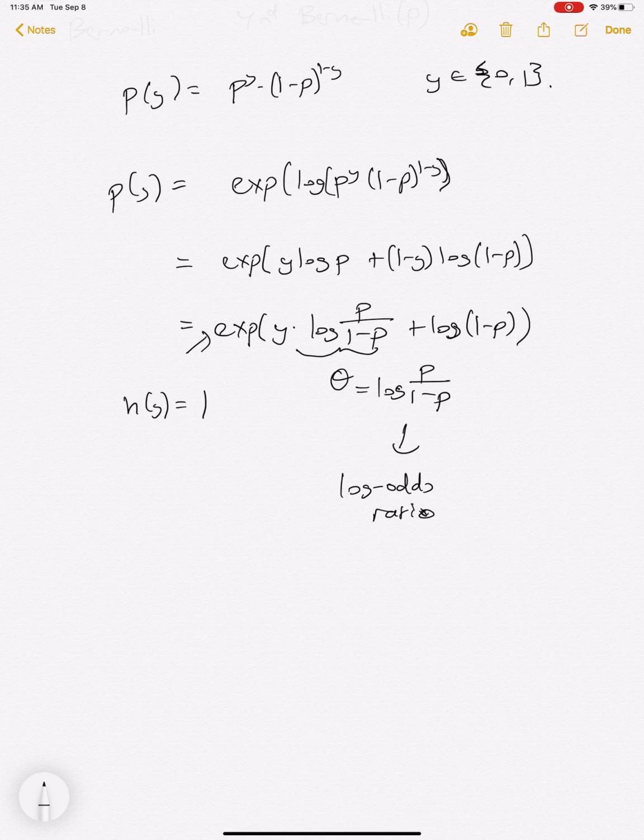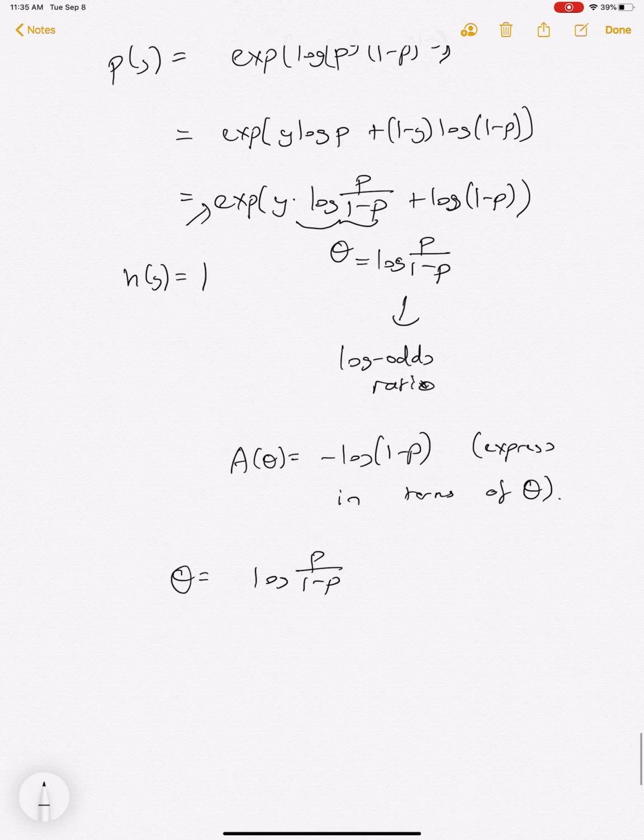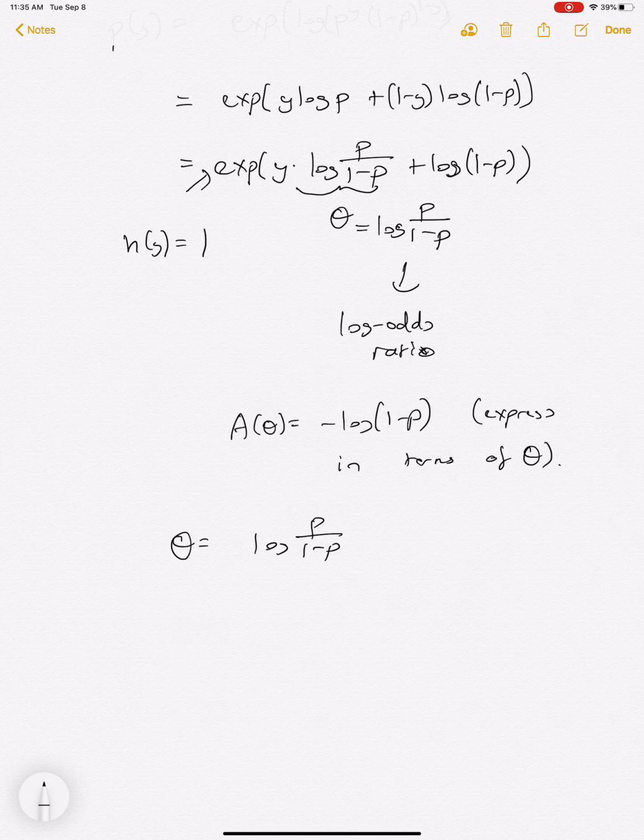And then we ideally want to write a of theta, which is going to be negative log of 1 minus p. And we need to express this in terms of theta, okay? And so how are we going to do that? We know that theta equals log of p over 1 minus p. And so we want to invert this expression. So let's invert it.